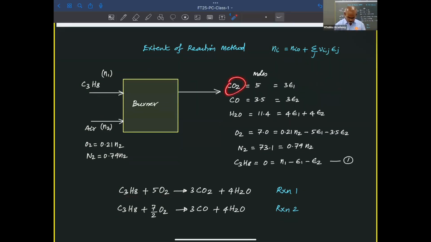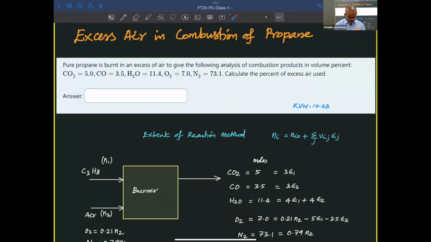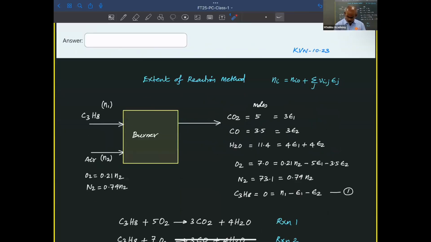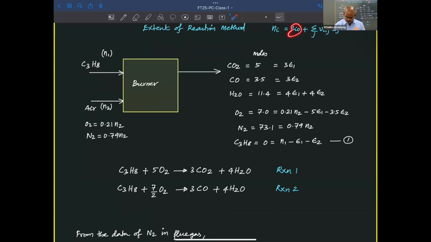Let us now do it for CO2. CO2 is involved in the first reaction alone, and it is not there in the feed initially. These are all simply product contents, and the feed is simply pure propane with excess air. So CO2 is not initially there, so Ni naught is 0, and what is there is simply getting produced. This stoichiometric coefficient is 3, times the extent of the first reaction. CO2 is there only in the first reaction alone.